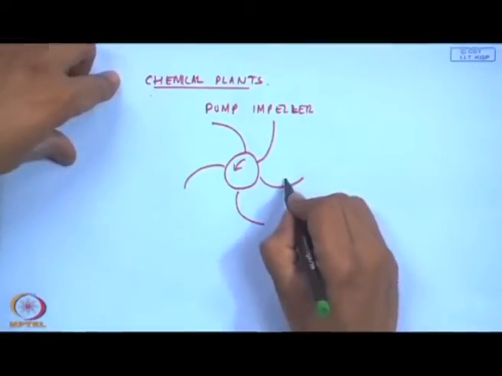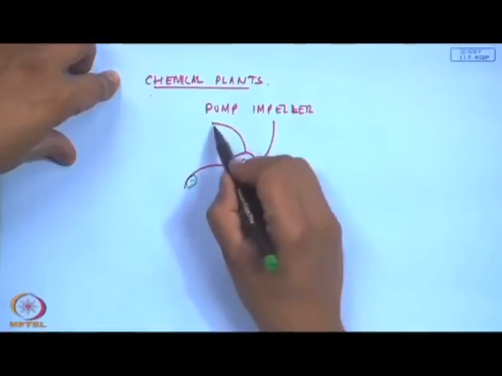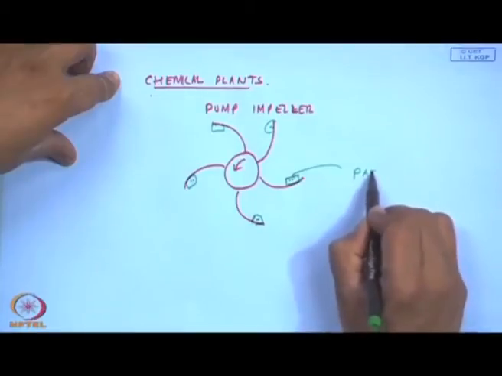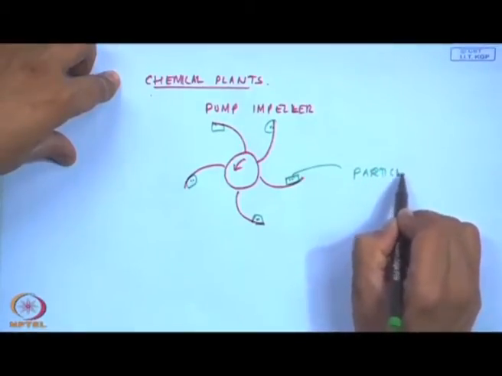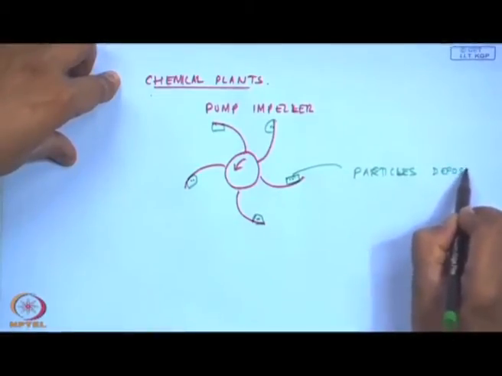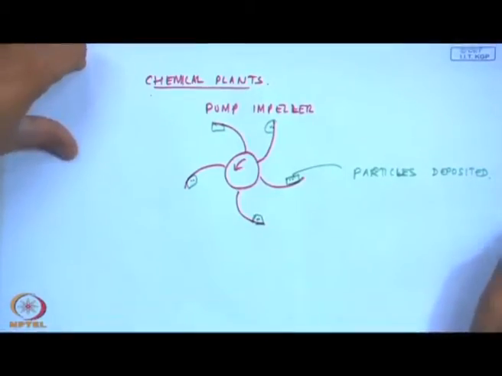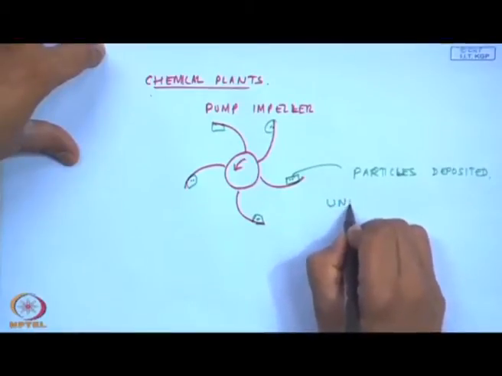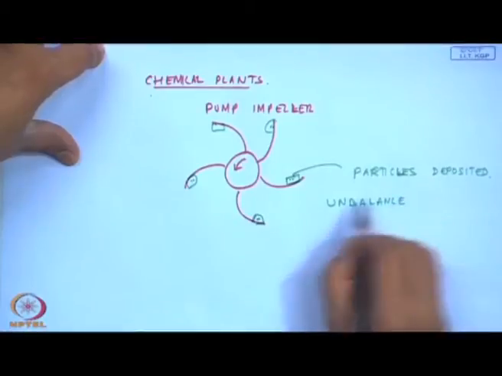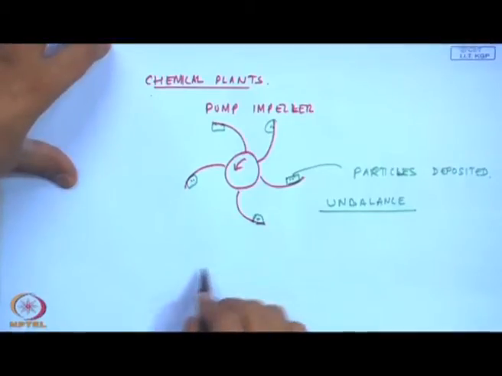there could be particles which will get stuck, sometimes not uniformly. So, these are particles which will get deposited. Okay. Because of these deposited particles, there will be unbalance. Okay. And this unbalance will again get detected at the bearing locations.